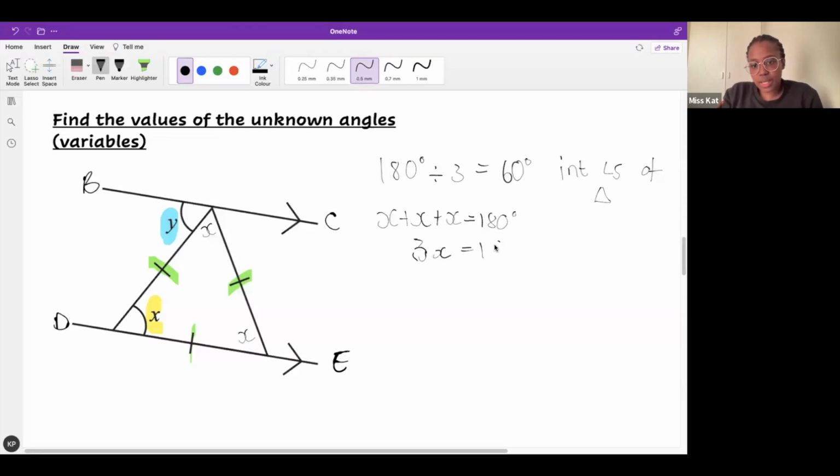3X equals 180. How do we get rid of the 3 in front of the X? How do we get rid of the 3? We divide by 3 on both sides. These 3's will cancel out. Therefore, X is 60 degrees. This might make sense for more people. So those are 2 ways you could do it. Now if X is 60, guys, how much is Y?